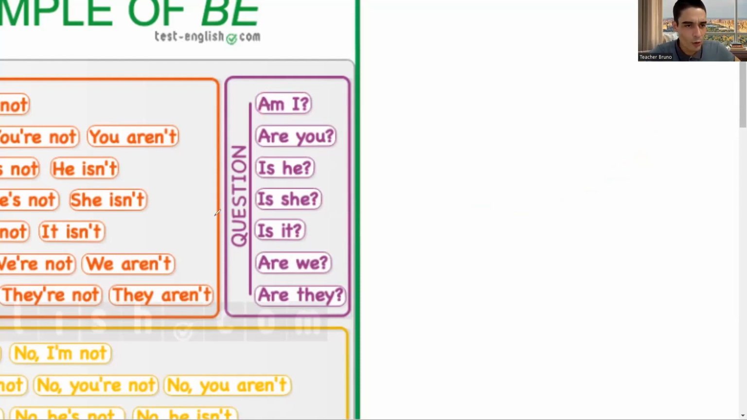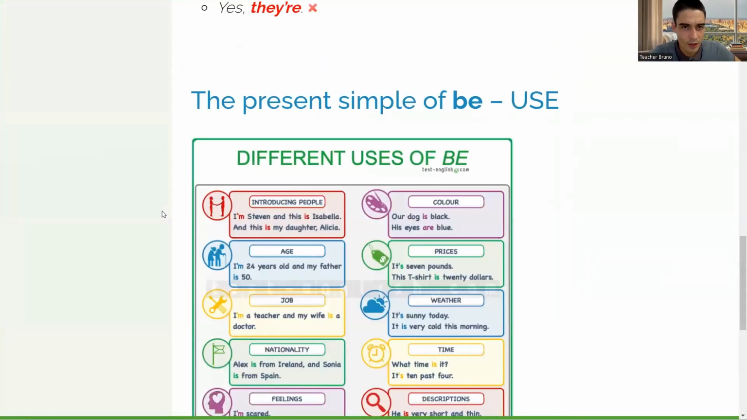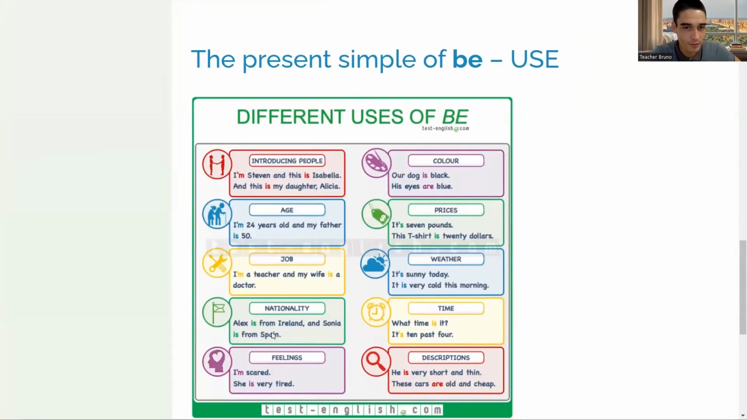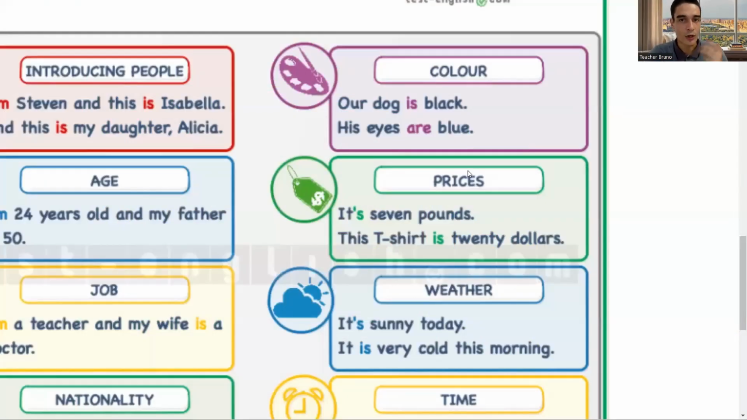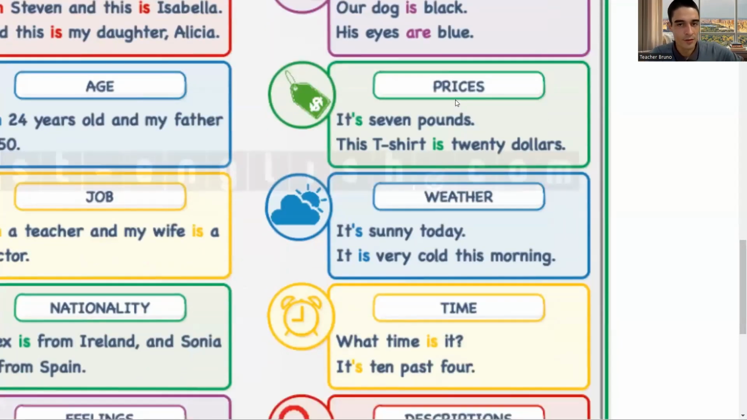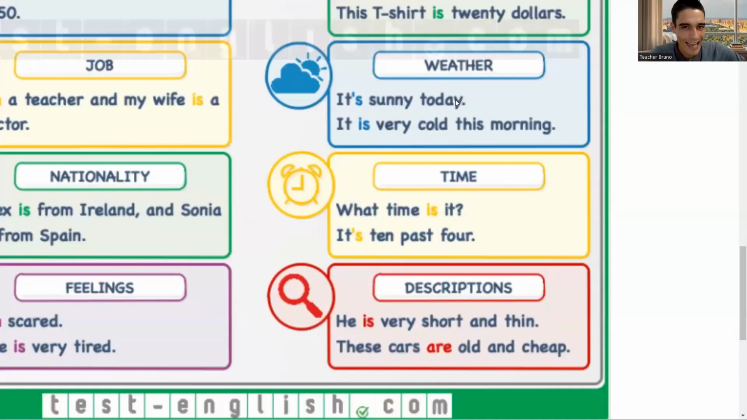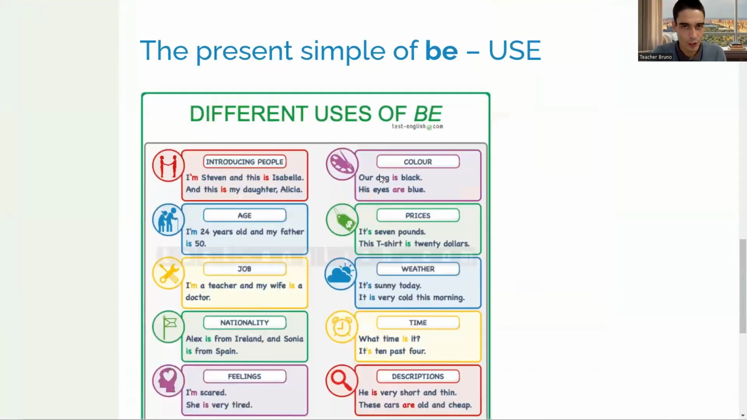Now let's return one more time to the contexts where we should use it. Feelings. I'm scared. I'm happy. I'm confused. She's very tired. Colors. Our dog is black. His eyes are blue. Prices. It's £7. It's $10. It's €5. Weather, time, and we also use it for descriptions.